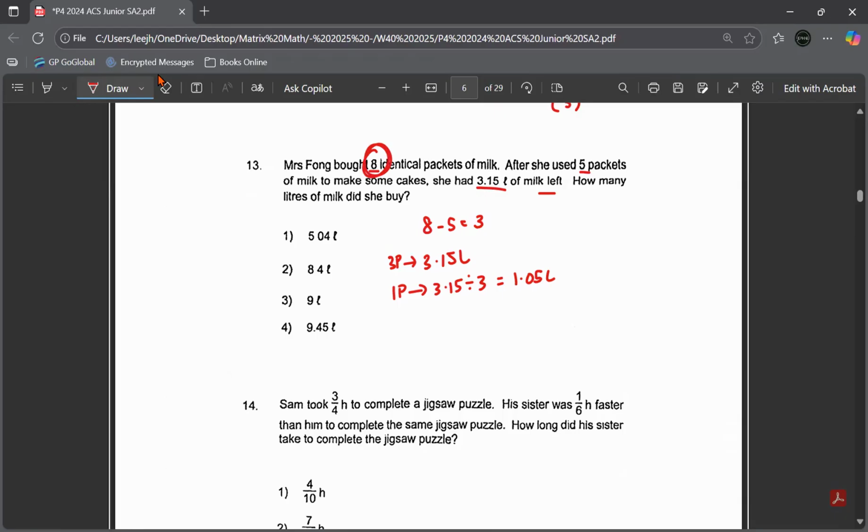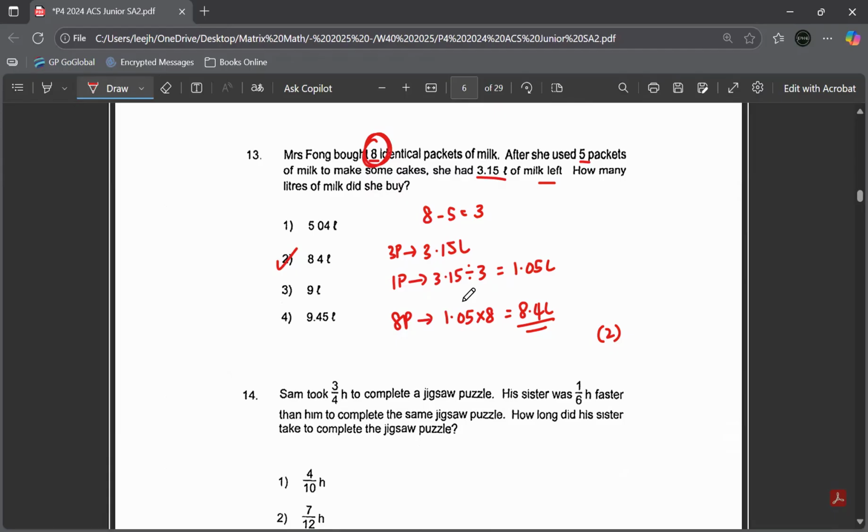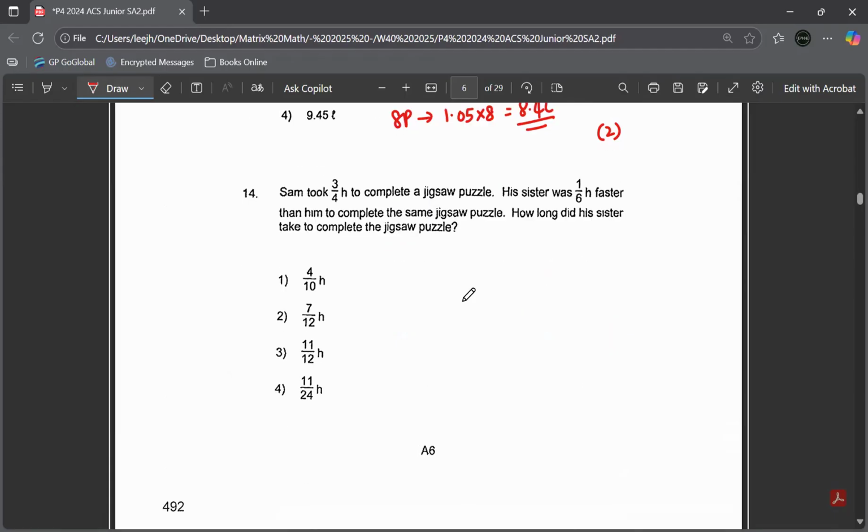You know she bought 8 packets. So 1.05 times 8. Answer will be 8.4 liters. Question, this is option 2. Okay. Next one, question 14.